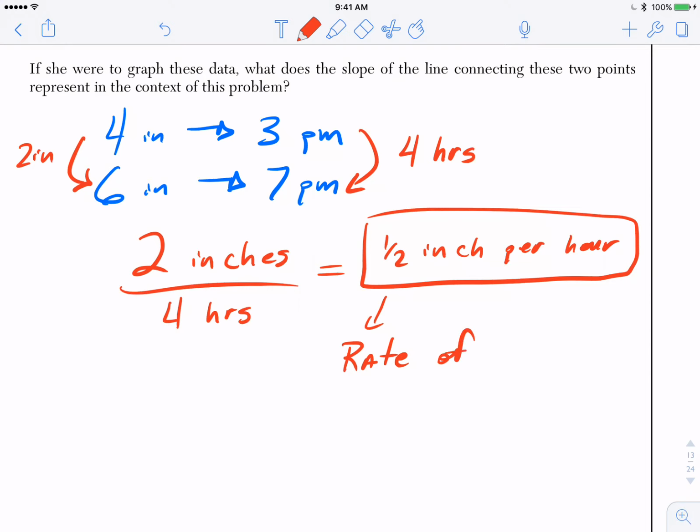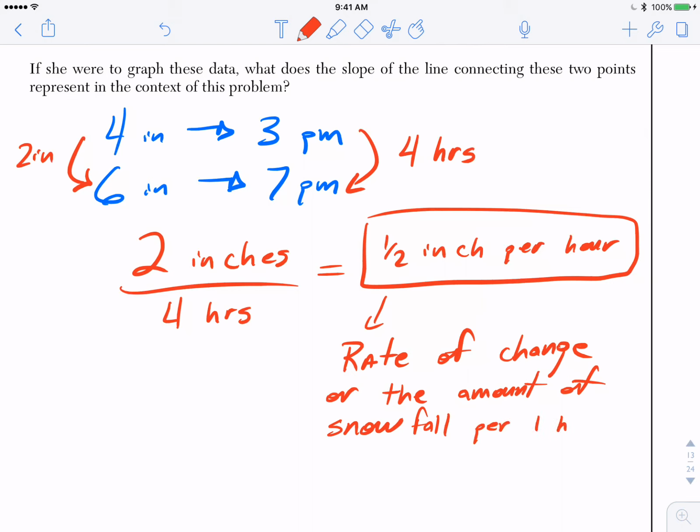Or more specifically, the amount of snowfall per 1 hour. Just like in terms of x and y, slope refers to the vertical or horizontal change per one x value. Same thing here, now with some real world context. The amount of snowfall per hour, per 1 hour. Okay, which happens to be 1/2 an inch.